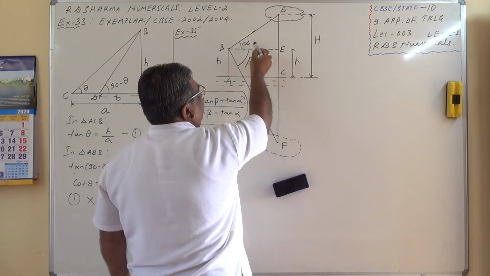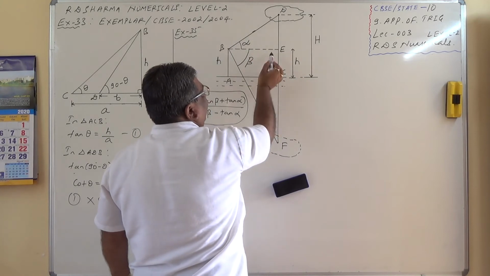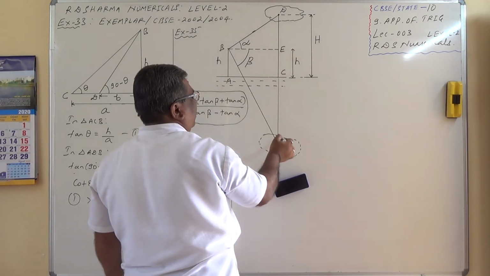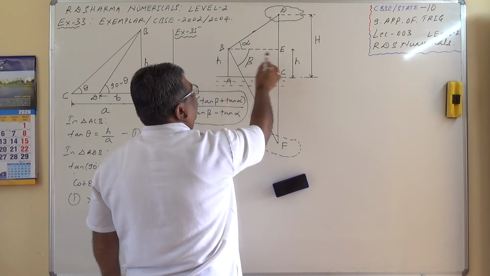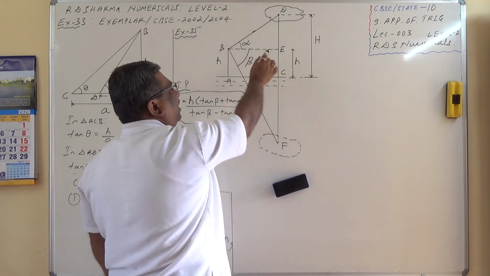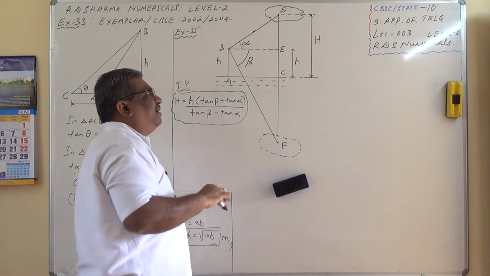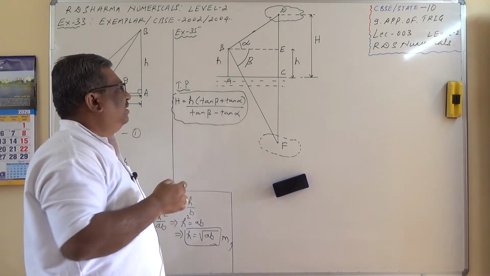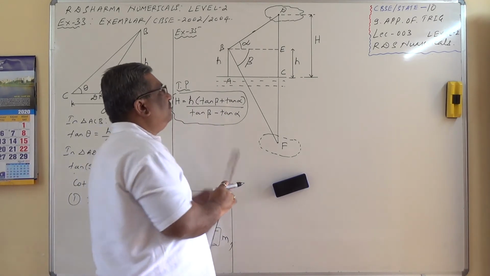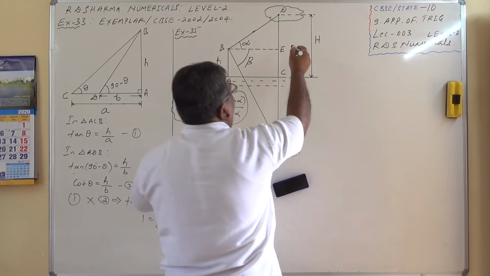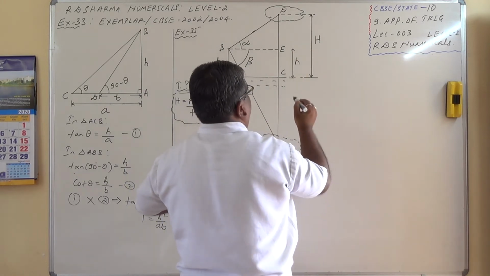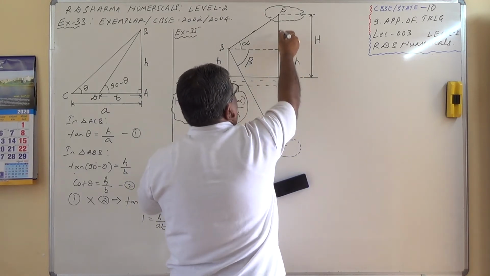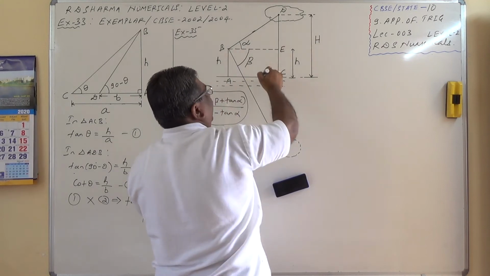So if I take tan alpha, this by this will be there, and if I take tan beta, this EF by BE will be there. Being BE is the common, if I equate that, I should be able to get the value of H here. So let us solve this. One more important information here, I need to know the hypotenuse in both the triangles.